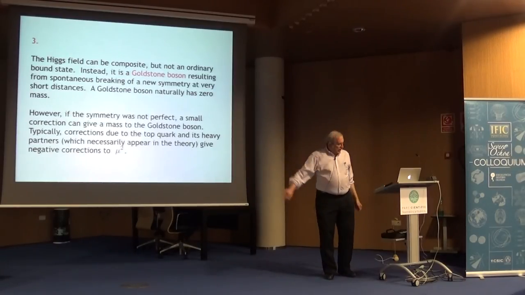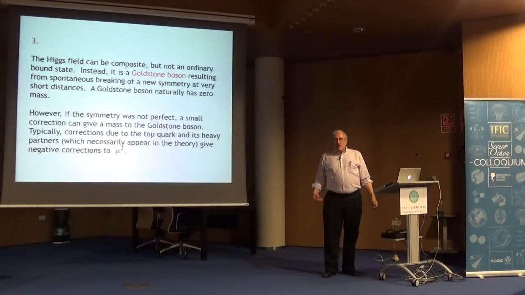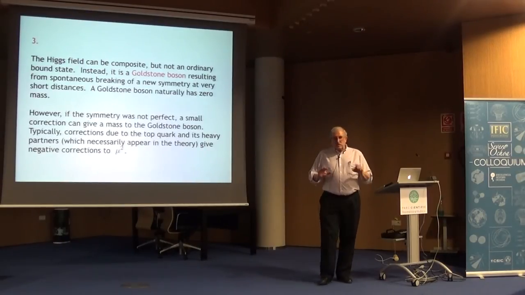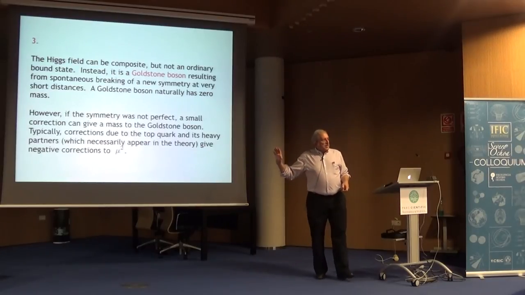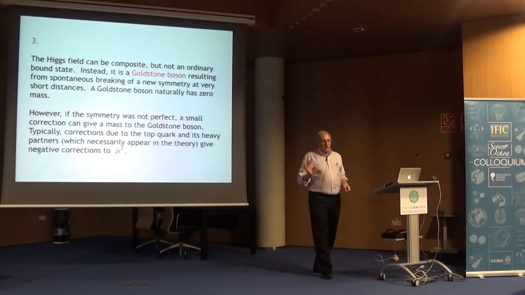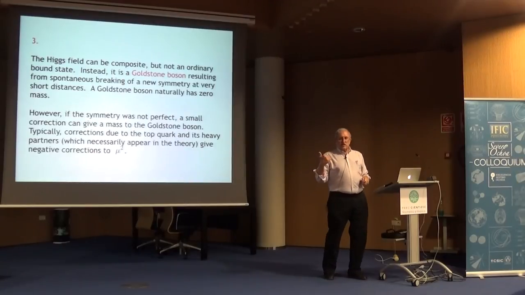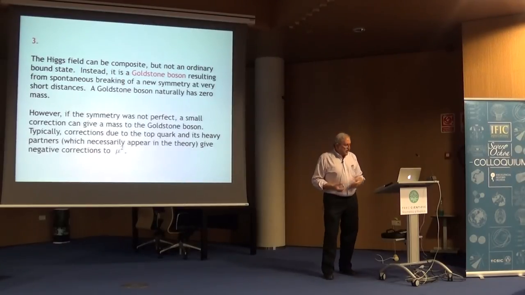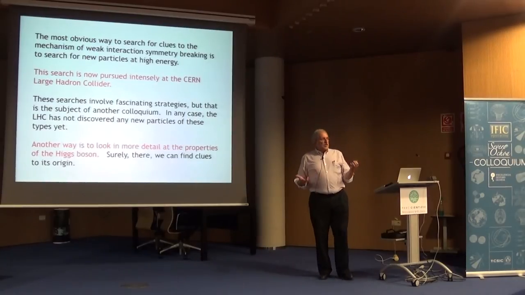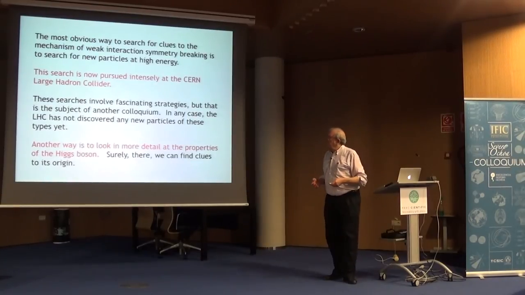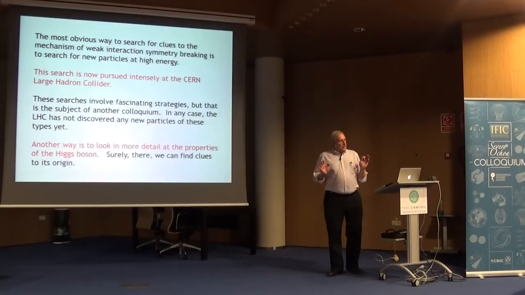So now we need to test these theories. And to test these theories, what we need to do is to do some number of things. First of all, these theories predict a lot of new particles that are not predicted in the standard model, so we need to go look for them. And that search has been going on in a very intense way at the CERN Large Hadron Collider, the LHC. The story of those searches is actually fascinating.